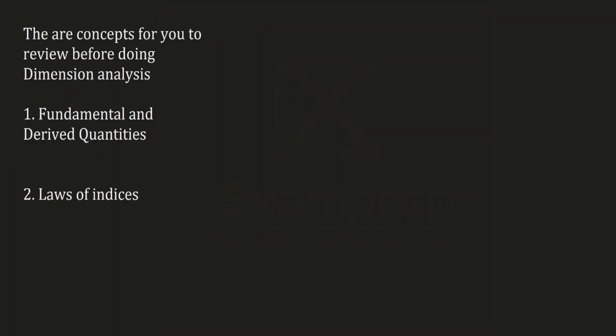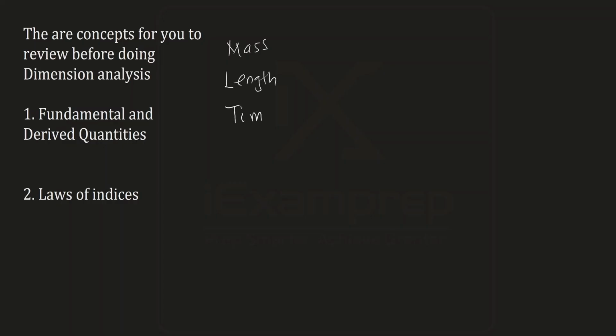For you to write dimension correctly, you must know the difference between fundamental and derived quantity. Then you must be able to apply some laws of indices. So what are fundamental quantities? Fundamental quantities, they are independent quantities. We have about 7 of them, but 3 are basic. The basic fundamental quantities are mass, length, and time.